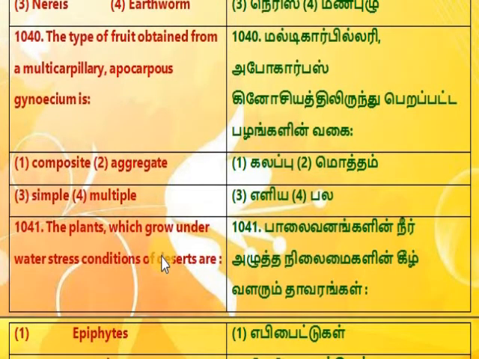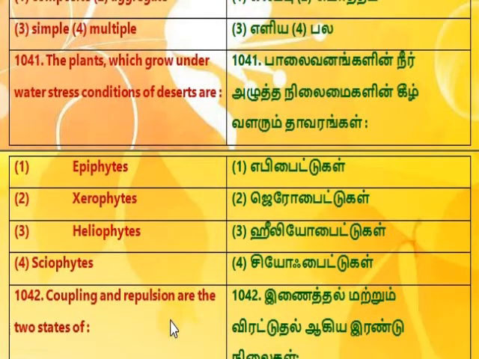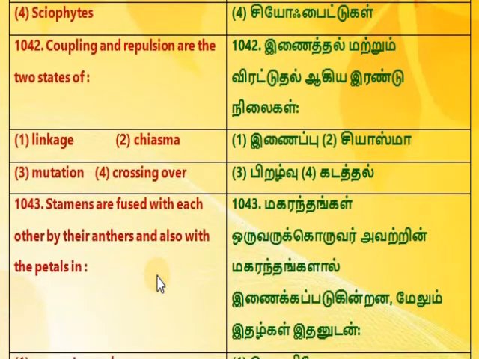1040. The type of fruit obtained from a multicarpellary, apocarpous gynoecium is 1. Composite. 2. Aggregate. 3. Simple. 4. Multiple. 1041. The plants which grow under water stress conditions of deserts are 1. Epiphytes. 2. Xerophytes. 3. Heliophytes. 4. Sciophytes. 1042. Coupling and repulsion are the two states of 1. Linkage. 2. Chiasma. 3. Mutation. 4. Crossing over.